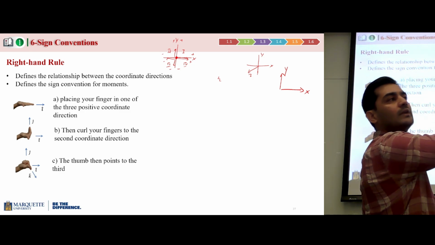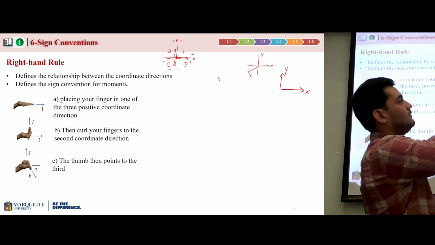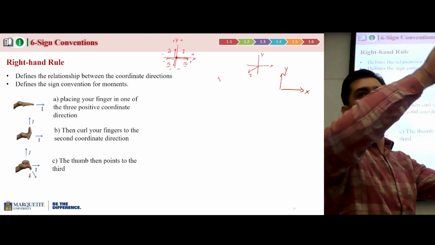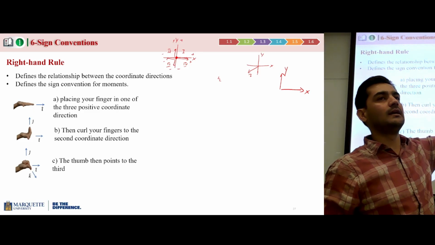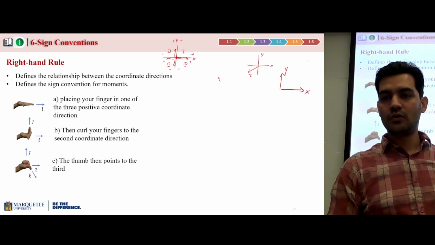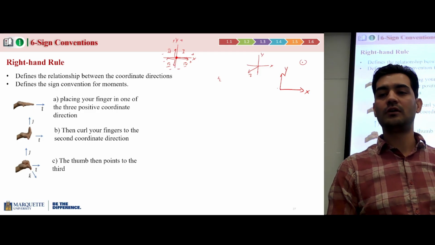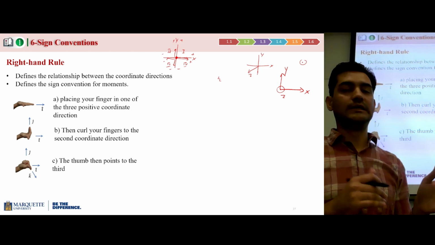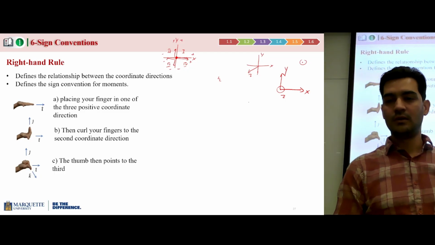In this case, we can see my thumb is pointing outside the plane. So if someone asks you what is the direction of z, you can use the right hand rule and say that the direction of z is outside the plane. If something is outside the plane, you put a dot and a circle. Then everyone will know that the direction of the third coordinate is outside the plane.